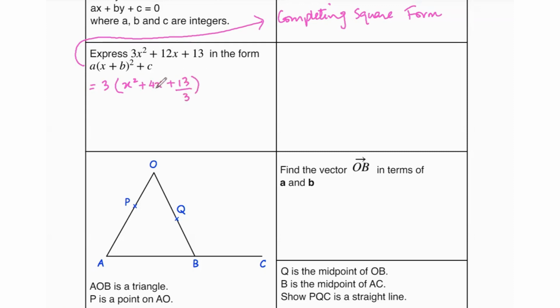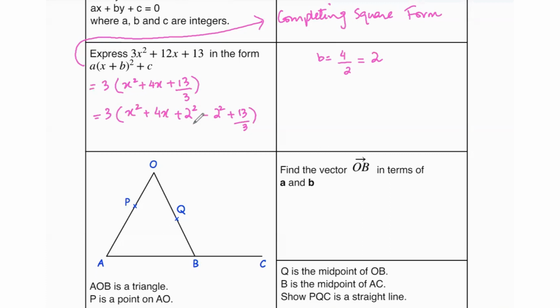Next, what we do is we take the coefficient of x, which is 4, and we divide 4 by 2. That's going to give us 2. So this is going to be your b value over here. As you can see, a is 3 and b we figured out as 2. So now what we do is we rewrite this as x squared plus 4x plus 2 square minus 2 square and then plus 13 over 3.